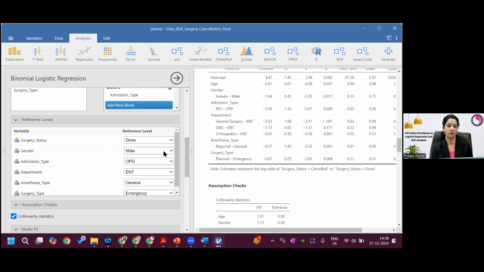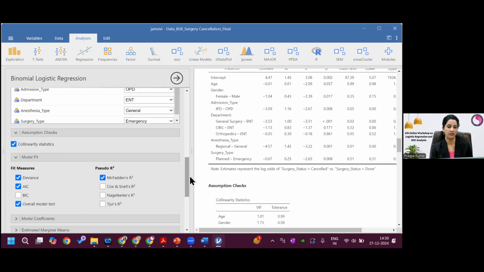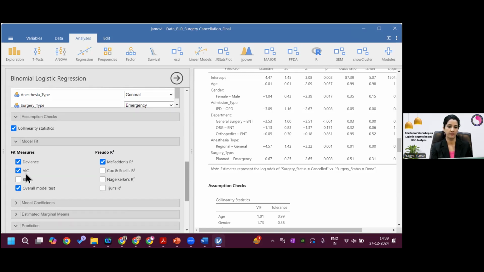Like if you want to see the association in male or female, if you want to change the reference, you can change it from here. And then this is the collinearity statistics, which is there to test the assumption of collinearity, and the VIF should be less than 10. These are the model fit measures. We have seen this deviance, AIC, BIC, and overall model fit.